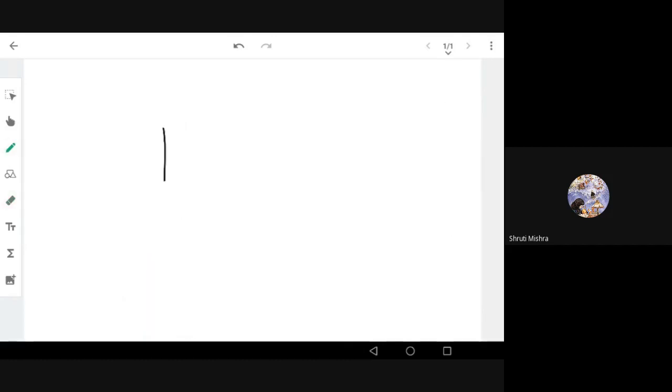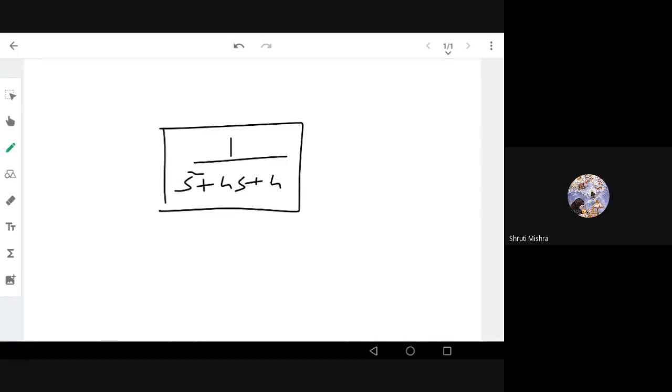Okay. Now, for example, you have made a transfer function like this: 1 divided by s square plus 4s plus 4. This is your plant model, right? So this is your transfer function plant. This is the output of your plant. This is the input of your plant. Now you want the plant to follow some output, right? You give a reference. You want your plant to work based on a reference value.